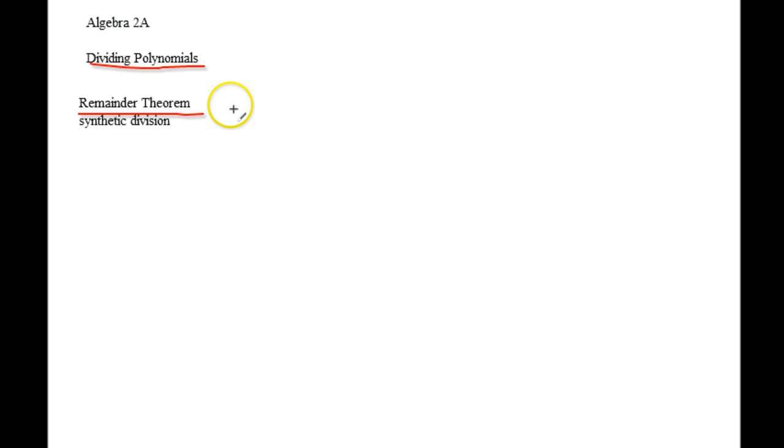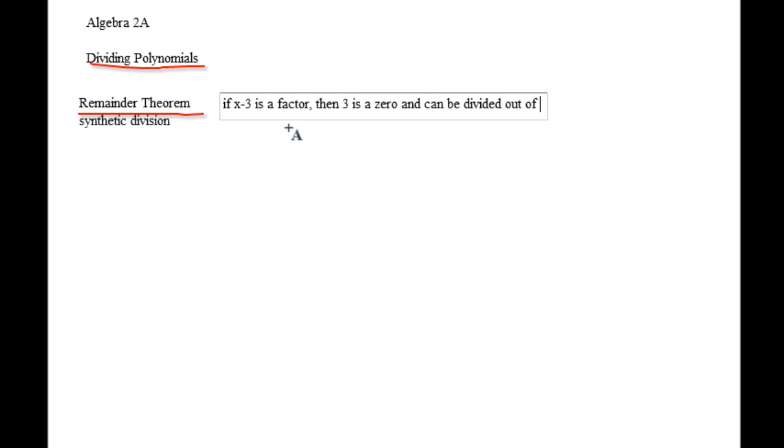The remainder theorem is just saying if x minus 3 is a factor, then 3 is a 0 and can be divided out of the polynomial. Okay, and that will help with synthetic division.